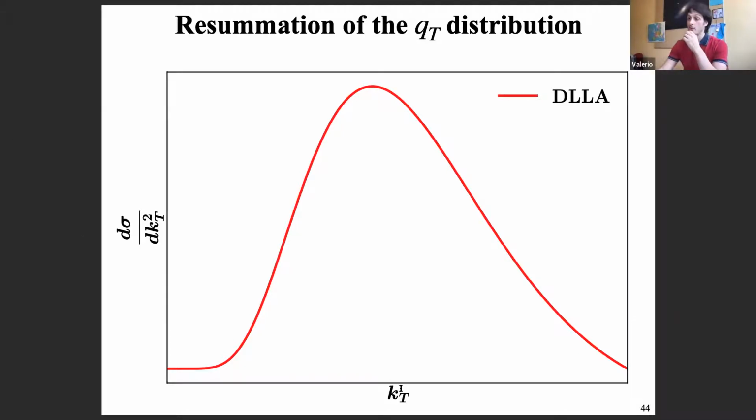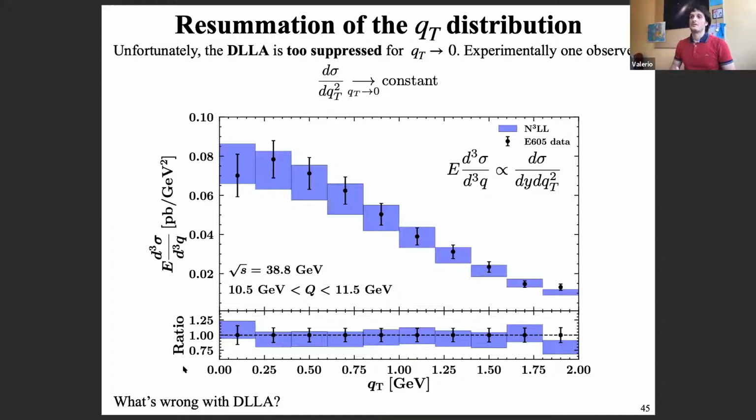So this is a sketch of what the DLLA looks like, the cross-section as a function of KT. You have a decay at large KT, but then the cross-section also goes exponentially to zero when KT becomes small. Unfortunately, this is a problem because this exponential suppression of the DLLA is not what is experimentally observed. Experimentally, people observe that the cross-section differential in dKT squared, so it's important to have the square here, goes to a constant. In this plot, you see an example of exactly this cross-section taken by one of the Fermilab experiments, E605. The data, which are the black dots, show that the distribution goes to a constant as QT goes to zero. This is the actual observable, which is proportional to dσ/dy dQT squared. So you see it really goes to a constant.